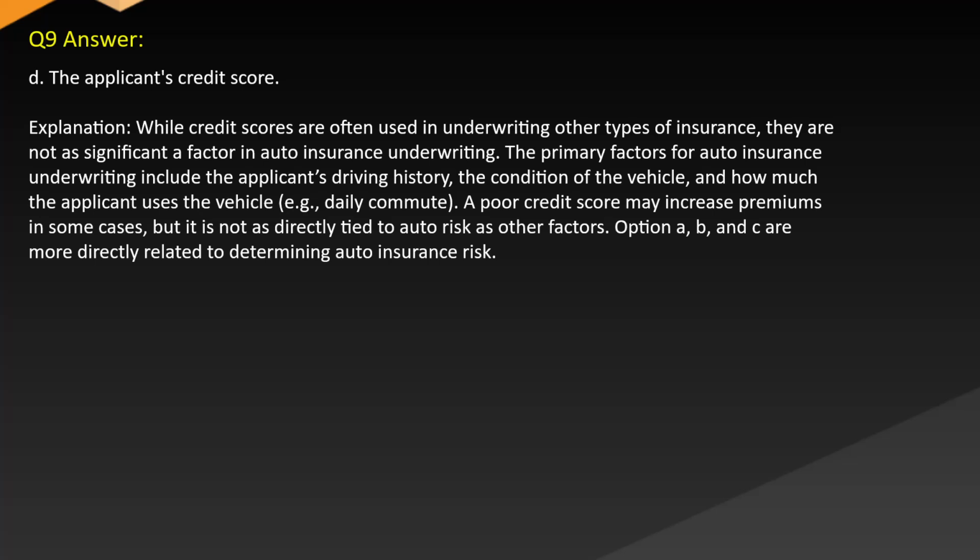For example, daily commute. A poor credit score may increase premiums in some cases, but it is not directly tied to auto risk as other factors are. Options A, B, and C are more directly related to determining auto insurance risk.